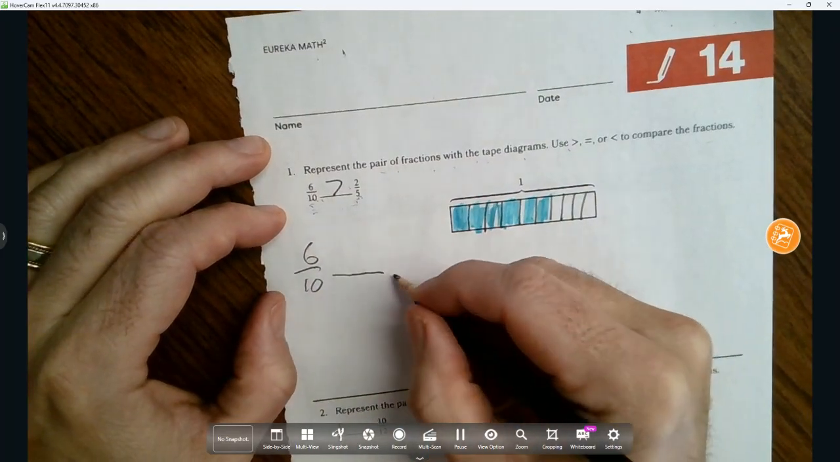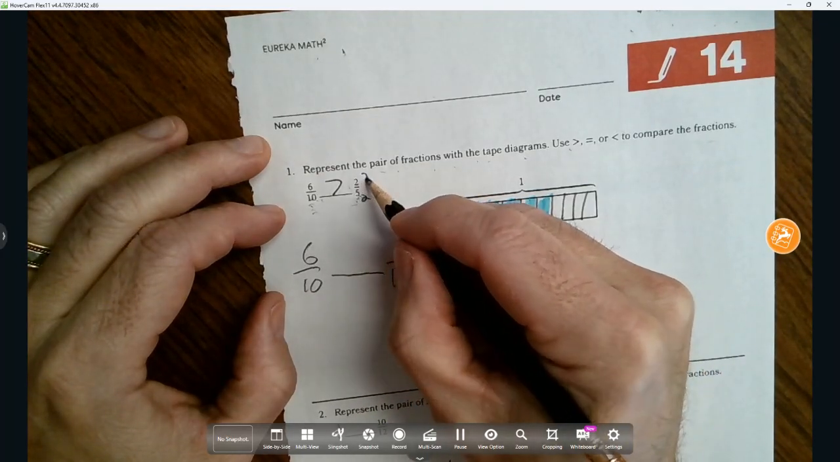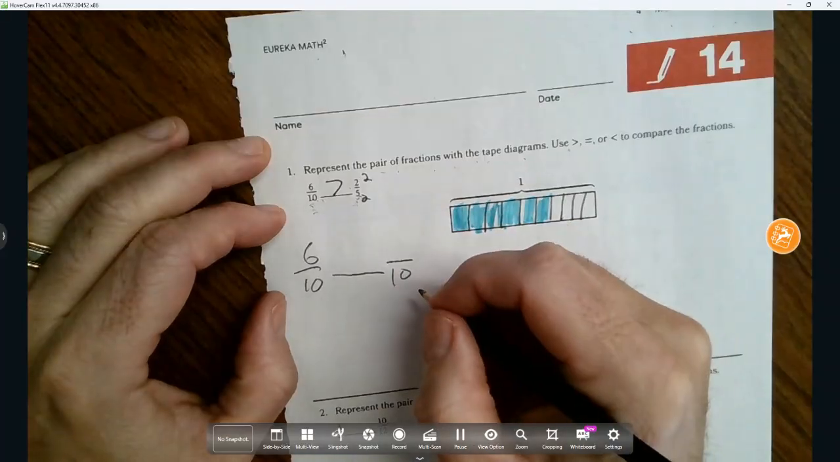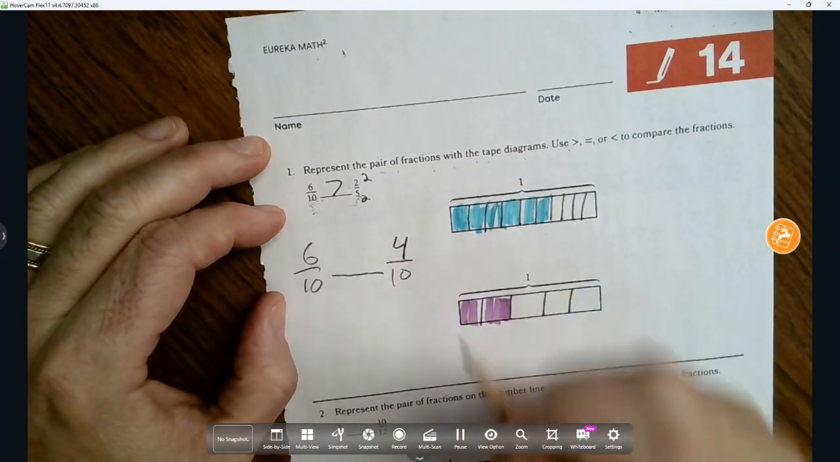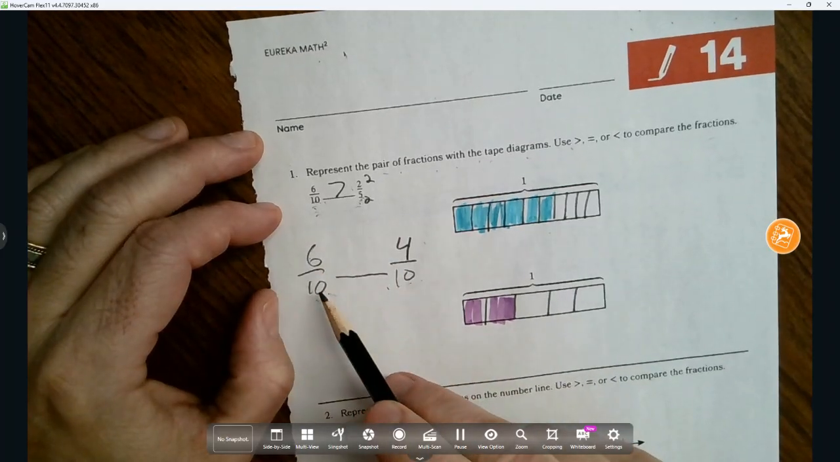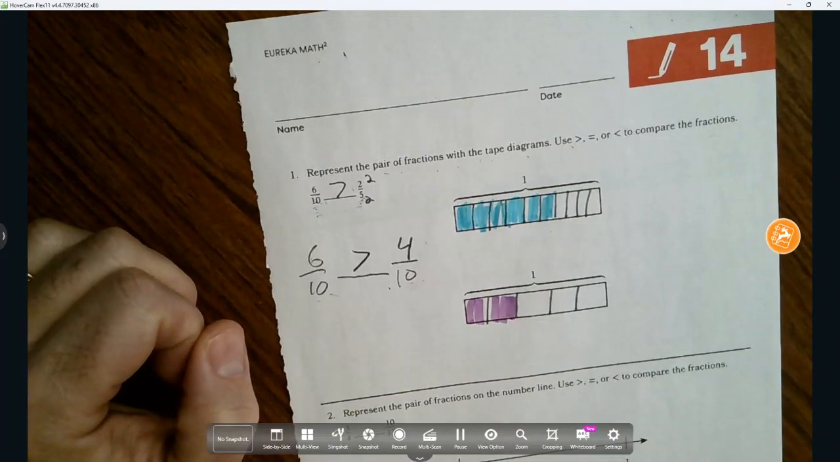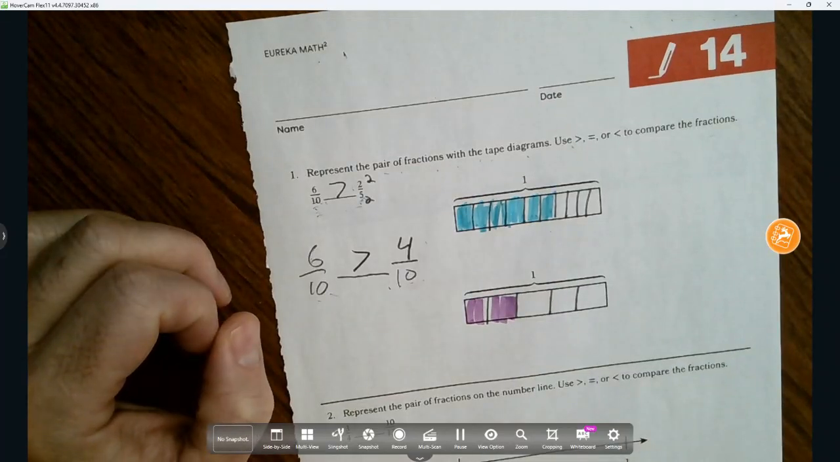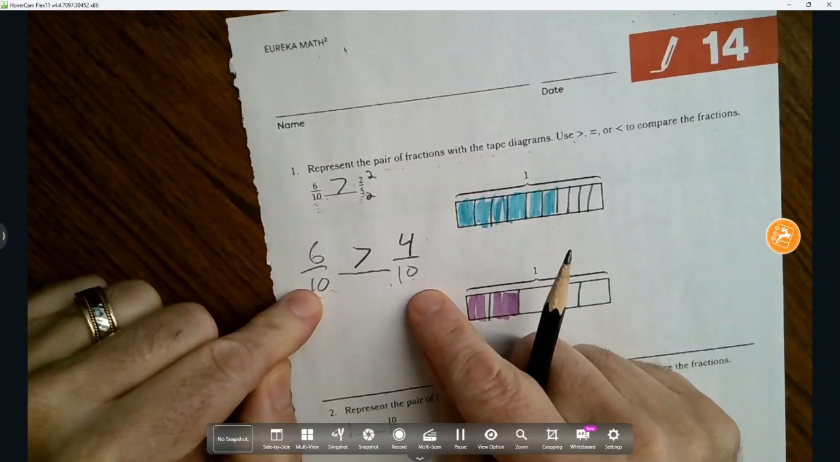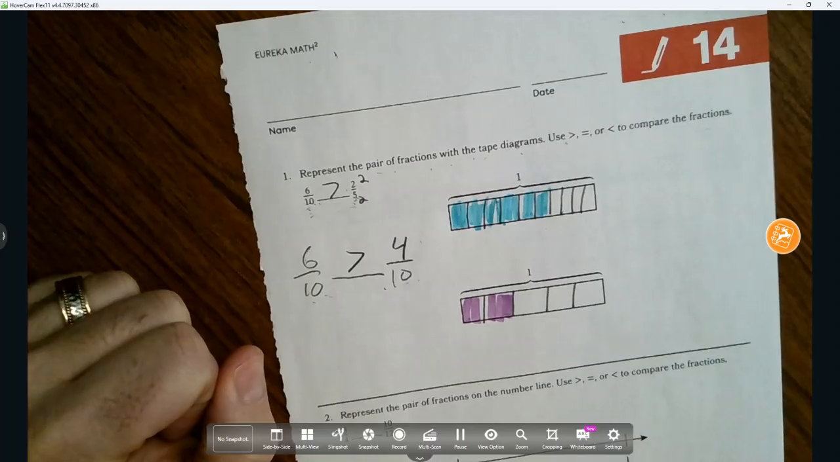5 times 2 equals 10. So if I multiply the bottom by 2, I got to multiply the top by 2. So what is 2 times 2? 4. Now that our bottom numbers are the same, we look at the top number and see which one is closer to our whole, and we see we get the same answer, that 6 is a bigger number than 4. Because the bottom numbers are the same, then what matters is which one is more, which is the 6.